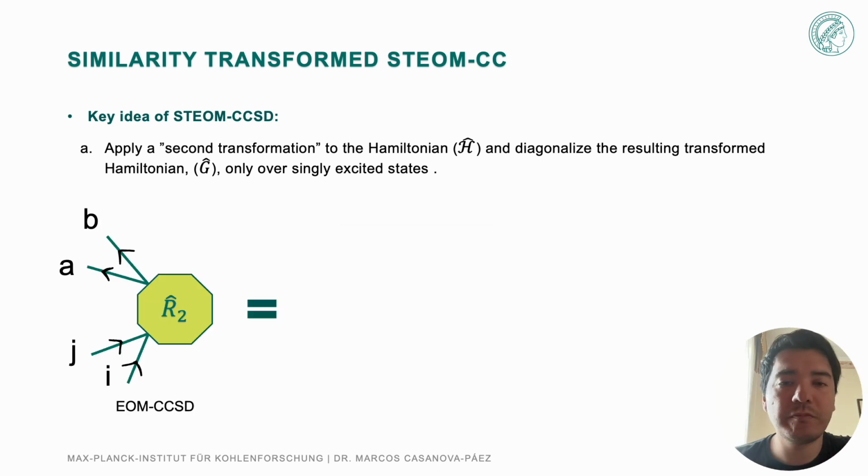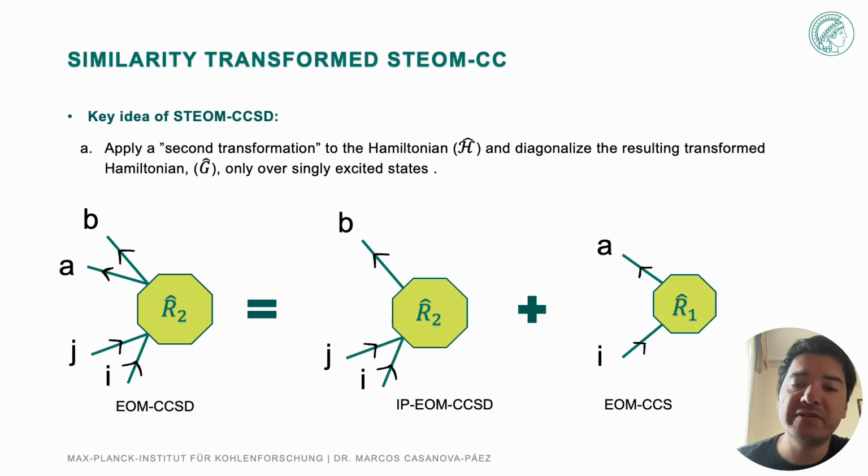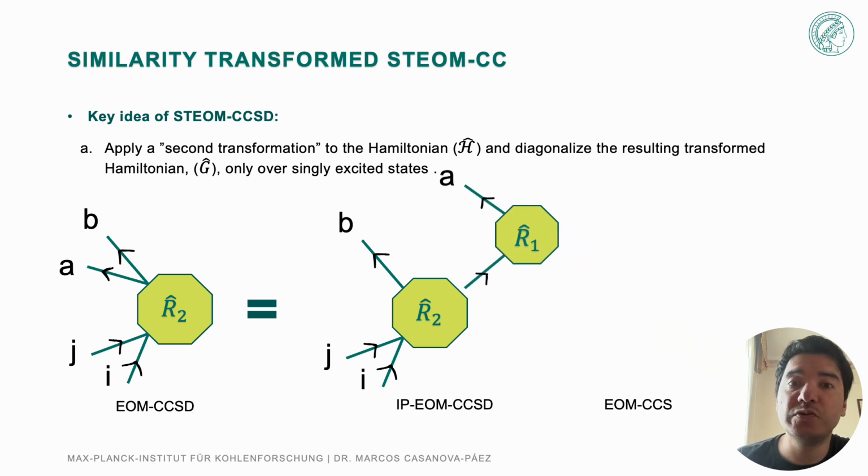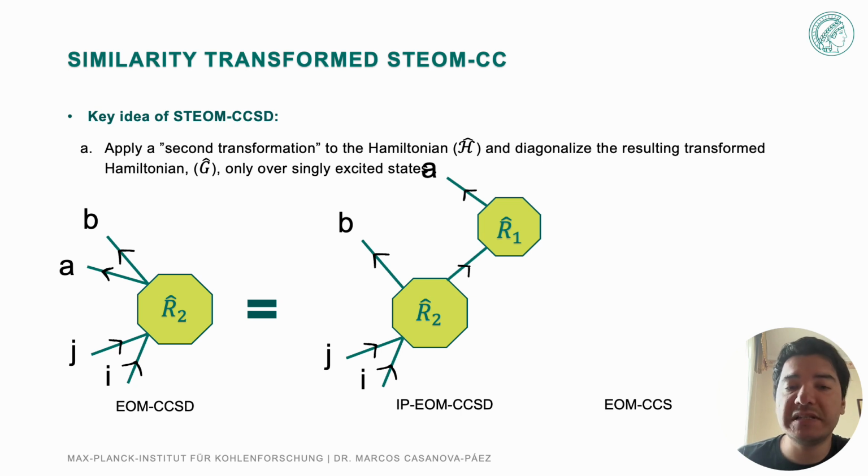Let me explain it. So on the left-hand side, we have the equation of motion CCSD. So in this case, we take two electrons I and J, and we are going to put them into A and B. So the similarity transform equation of motion says that we can replace this problem by using a combination of, for example, the IP equation of motion CCSD and a single excitation. And the way to do this is by simply putting these two diagrams together. And now you can see that I have the same structure on both sides. In both sides, I have two electrons I and J that are going to be excited into A and B.